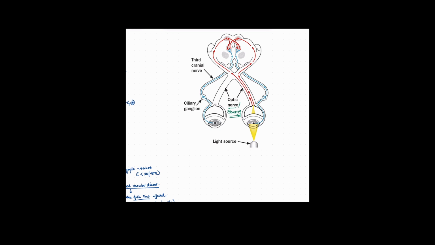Okay, in RAPD, why is it called relative and why is it called afferent? Relative means that one of the optic nerves, for example in the right eye, the optic nerve is absolutely normal, but in the left eye the optic nerve is weak or damaged due to any unilateral optic nerve or retinal disease.